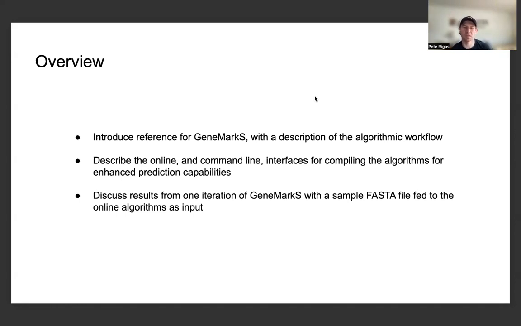And we'll also discuss results from one iteration of GeneMarkS with a sample FASTA file that I fed to determine what would be the different types of predictions that the online algorithms would output.